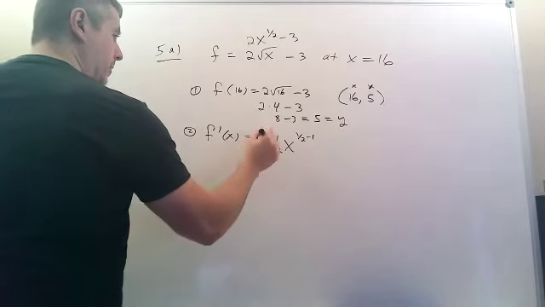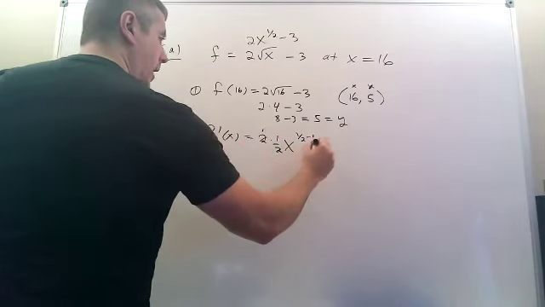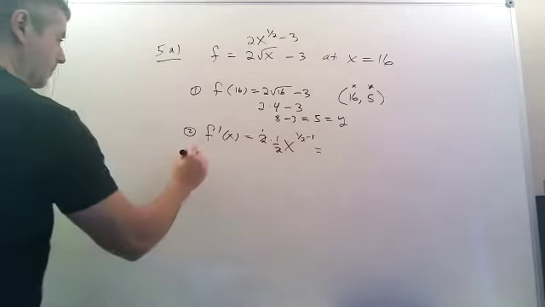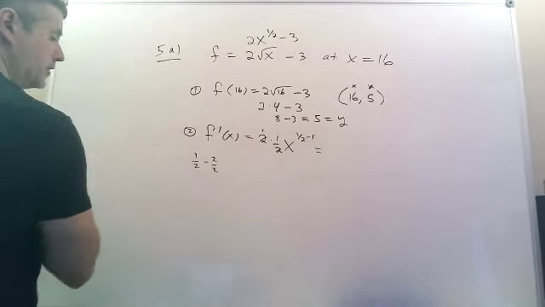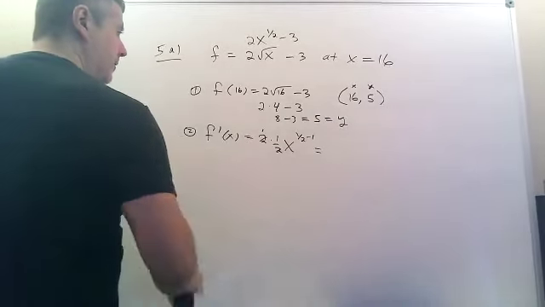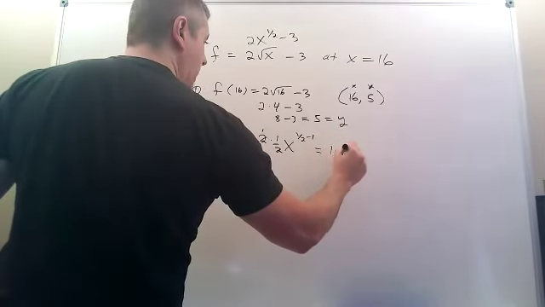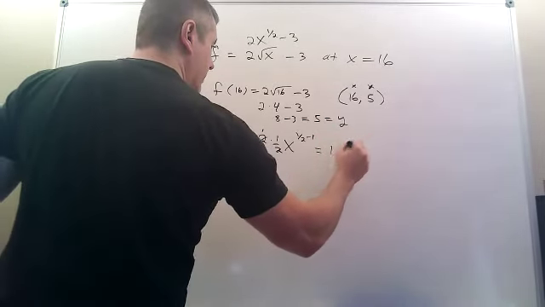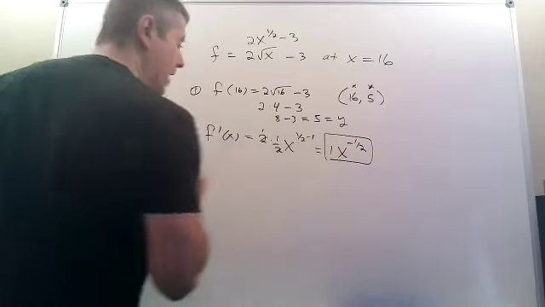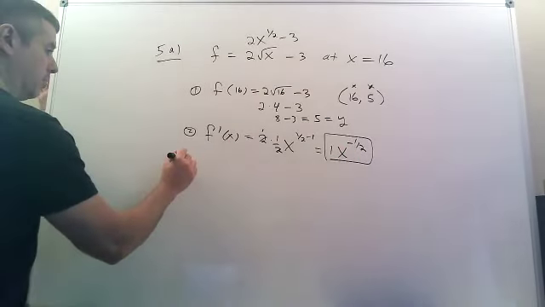Now I'm going to neaten this up a little bit. I'm going to cross those out. I'm going to do 1/2 minus 1, which is 1/2 minus 2 over 2. So that's negative 1/2. So my derivative is 1x to the minus 1/2. That's my derivative. Now I don't want to leave it like that because I'm going to plug into it.